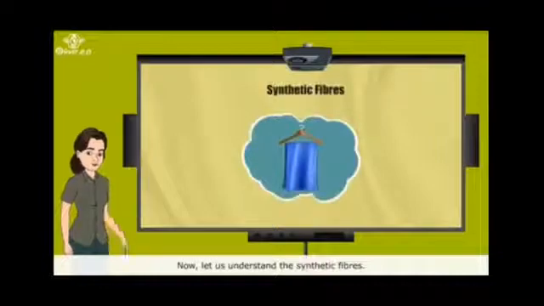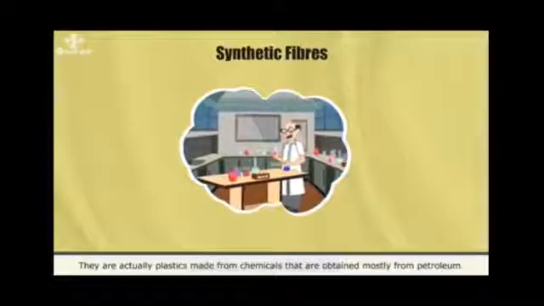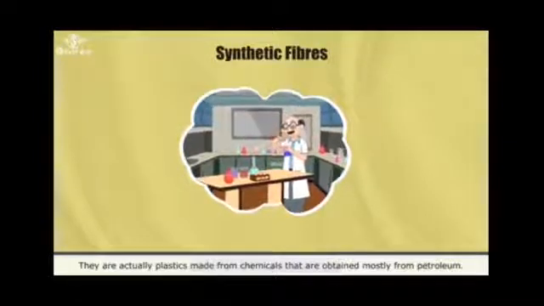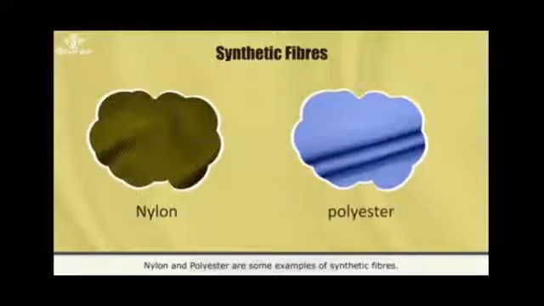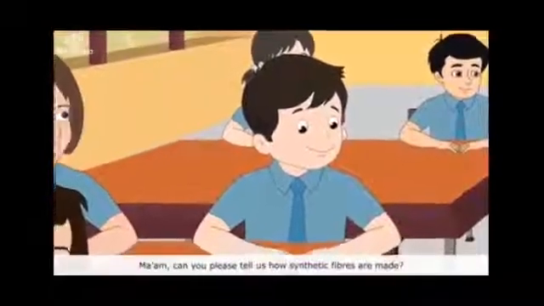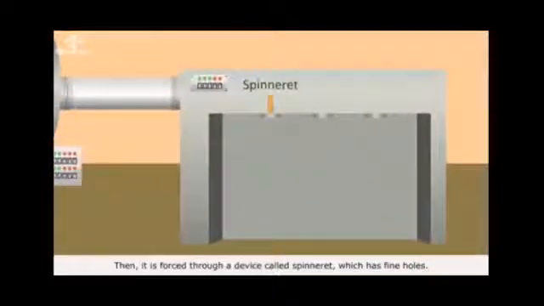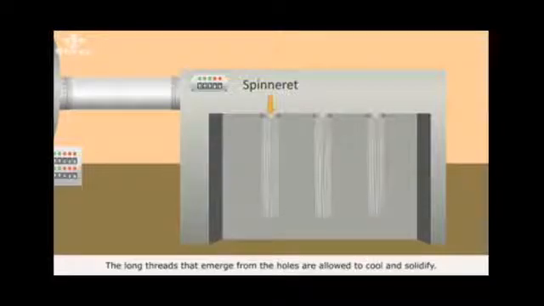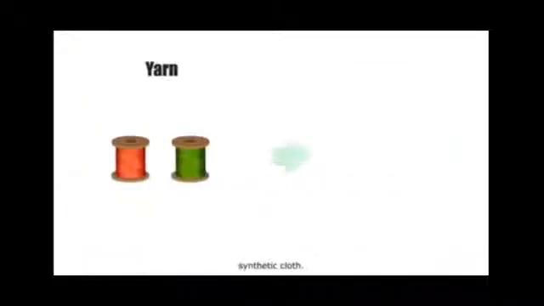Now let us understand synthetic fibers. Synthetic fibers are man-made fibers. They're actually plastics made from chemicals obtained mostly from petroleum. Nylon and polyester are some examples. Ma'am, can you please tell us how synthetic fibers are made? The plastic is first heated to melt it. Then it is forced through a device called a spinneret, which has fine holes. The long threads that emerge from the holes are allowed to cool and solidify. Several of these threads are twisted together to make yarn, which is then used to make synthetic cloth.